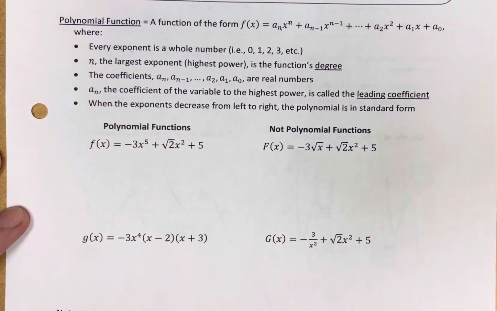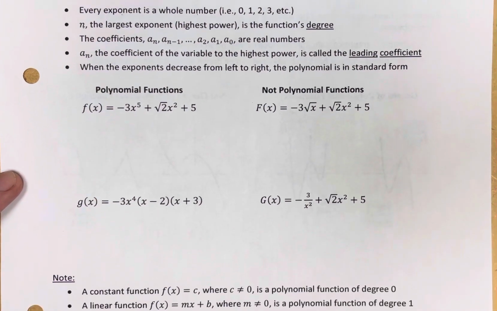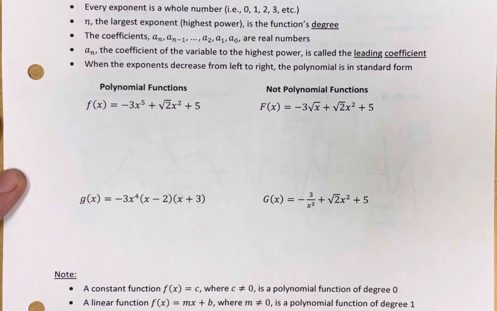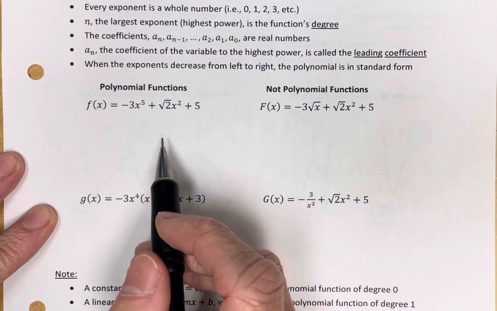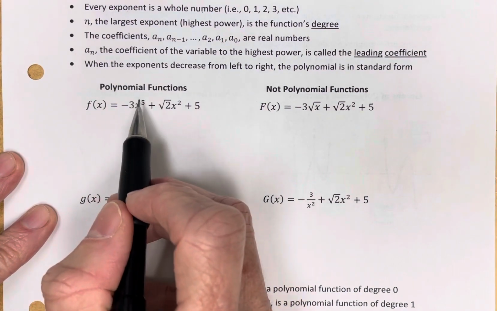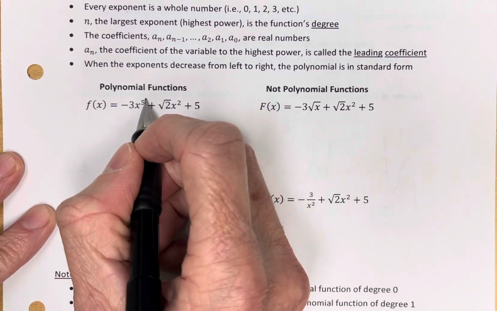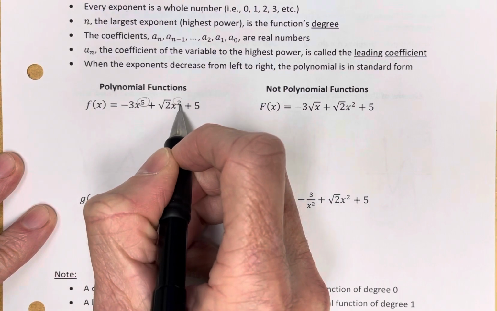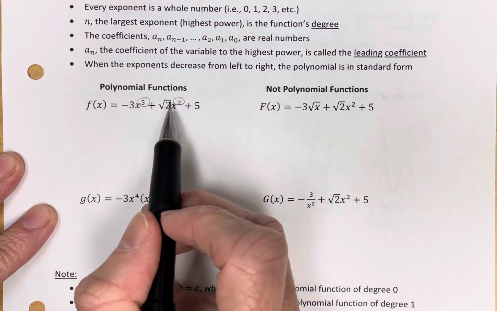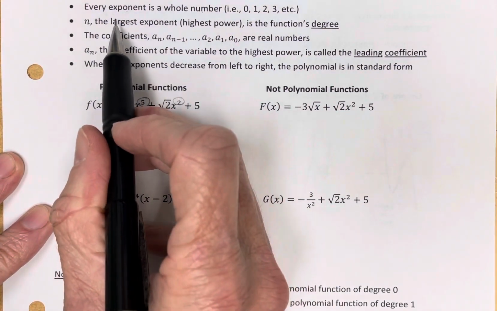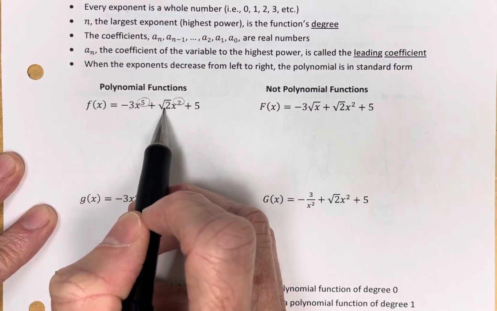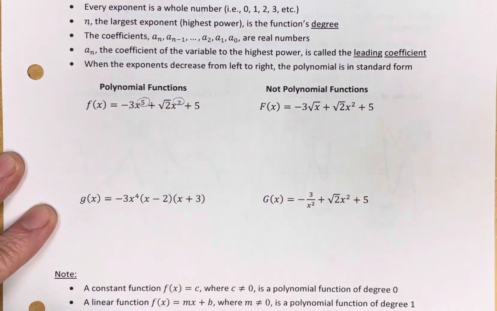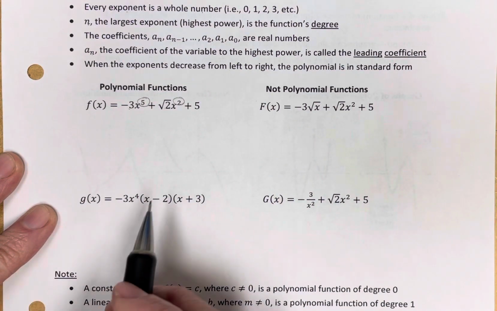All right, let's take a look at what are polynomial functions and what are not polynomial functions. Okay, in this column we have polynomial functions. Let's take a look at our exponents. I have a 5 and a 2. Those are both whole numbers. Every exponent is a whole number. My coefficients are real numbers, so this is a polynomial function.